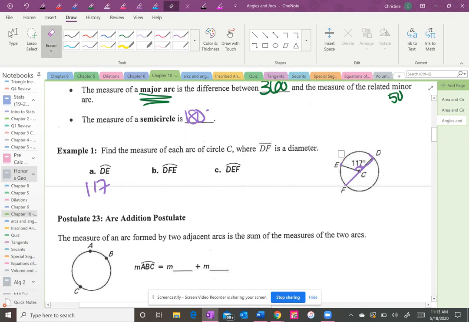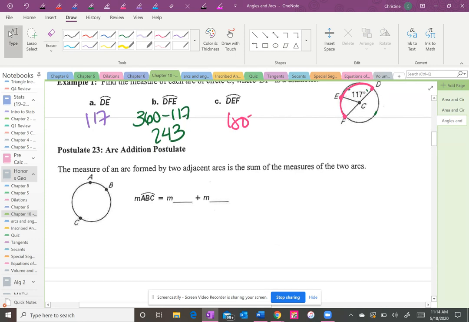Now, what I like to do is trace this. Obviously you don't have notes in front of you, but if you want to just draw the circle when you're doing the worksheets or the quizzes, you can do that. So DFE, I'm going to trace traveling from D to F to E. You have to go in order. Well, that's just going to be everything except for 117, which is 243. And then the measure of DEF. So traveling from D to E to F, that's half a circle, it's 180.